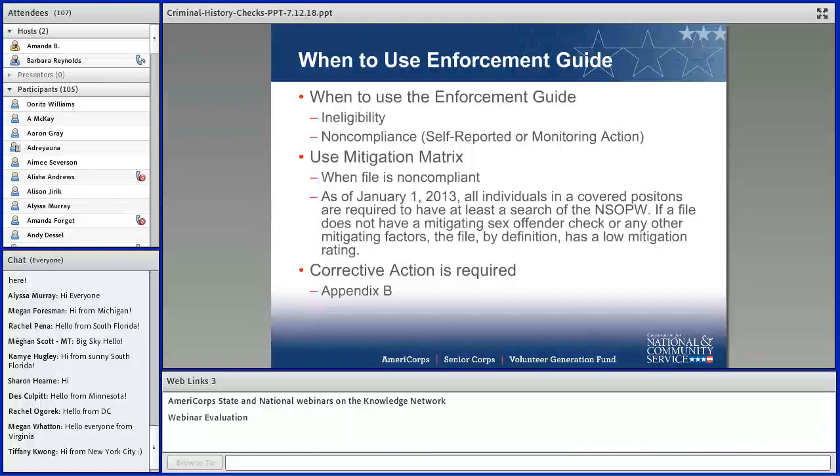So it will result in a low mitigation rating, which, if you guys remember, mitigation means the effort to reduce the severity of something. So a low mitigation rating is correlated to a higher disallowance amount. And then there's also corrective action in the enforcement guide. That's Appendix B.